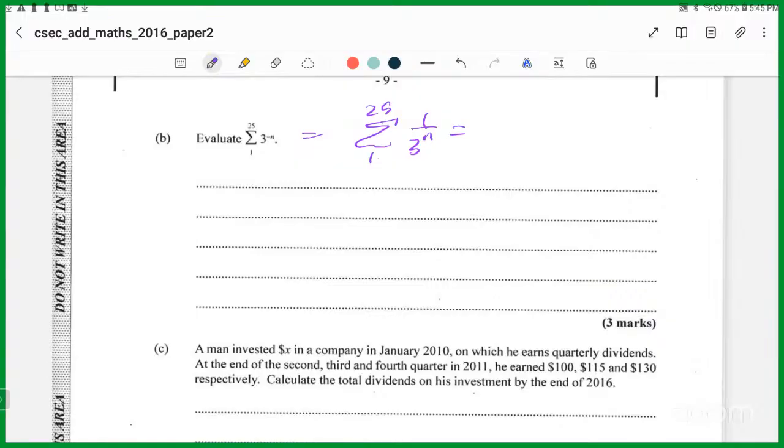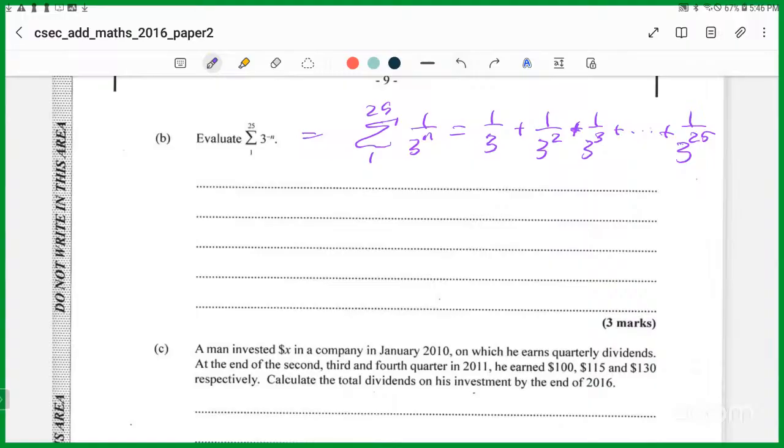The first one will be 3 to the 1, so it'll be 1 over 3 to the 1, which is a third. As a summation, the next term is plus 1 over 3 squared, and then 1 over 3 cubed. And it will go all the way up until we reach the last term of 1 over 3 to the 25. So there are 25 values there, from n equals 1 to n equals 25.